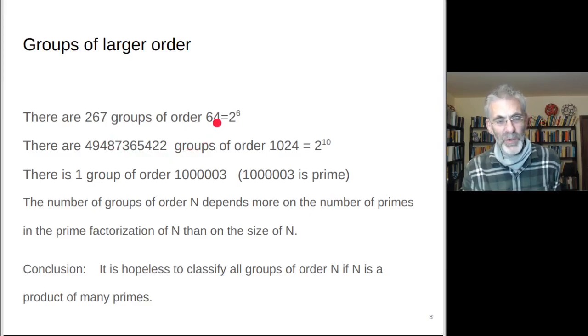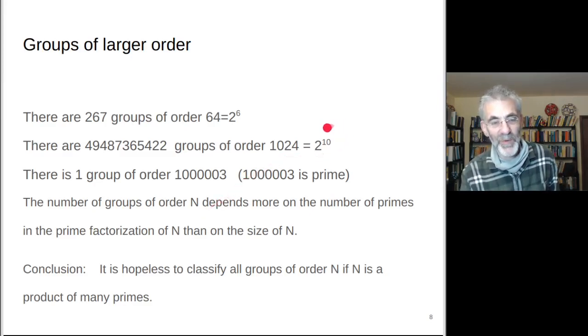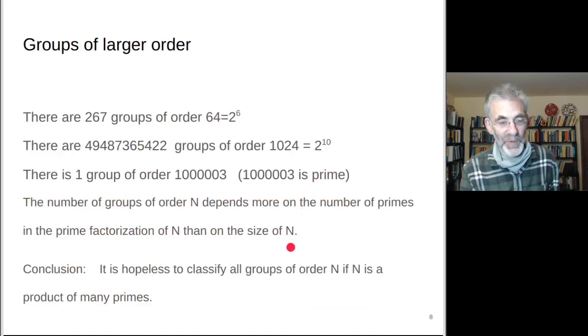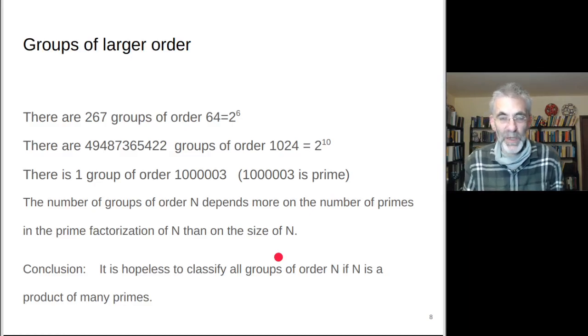However, the size of the order of a group doesn't have much to do with the number of groups of that order. For example, there's only one group of order 1,000,003, and that turns out to be because 1,000,003 is a prime number. How many groups there are of order n doesn't depend so much on the size of n as on the number of primes dividing n. So 1,024 is divisible by a really large number of primes, all of which are 2, I guess. So there are lots of groups of that order. And it seems to be more or less impossible to classify all groups of a given order if n is a product of a reasonably large number of primes, like 10 or 12 or something.